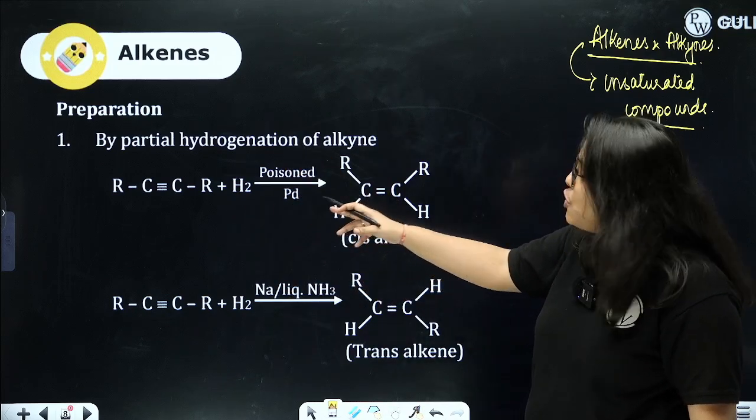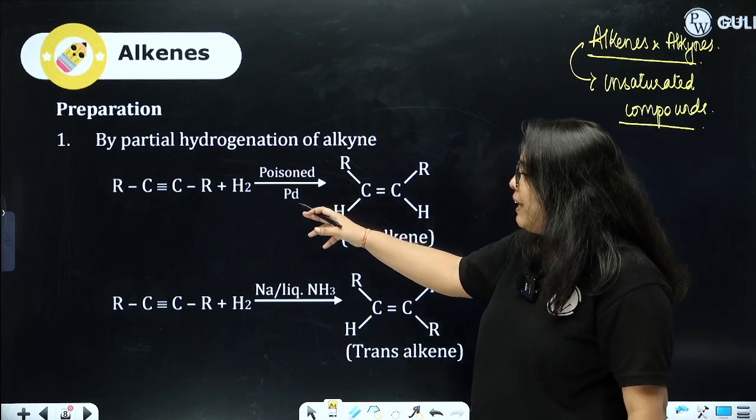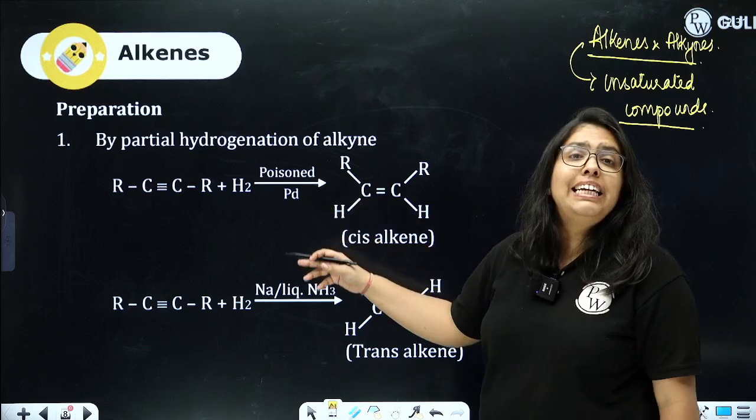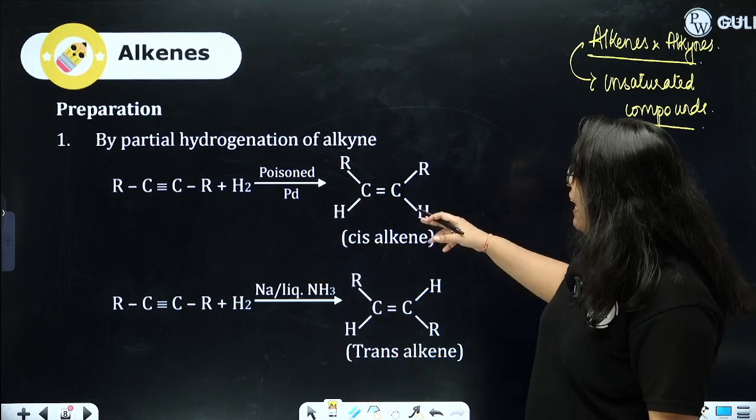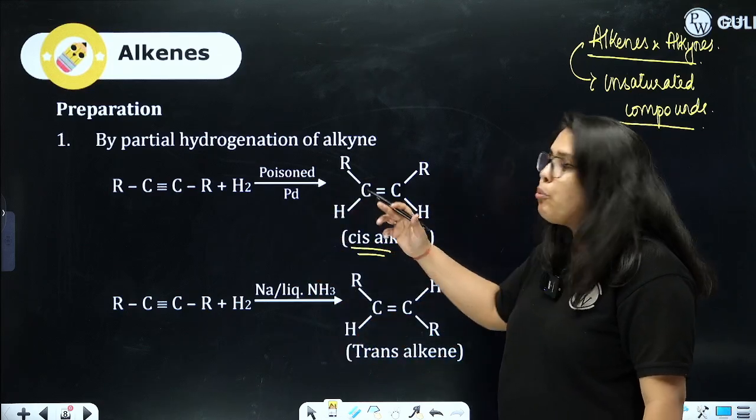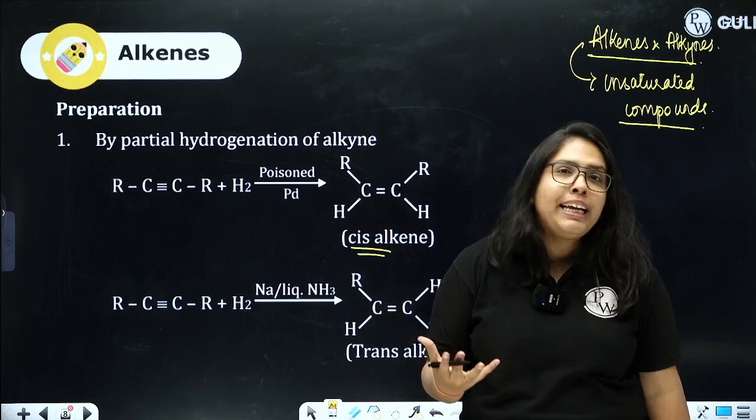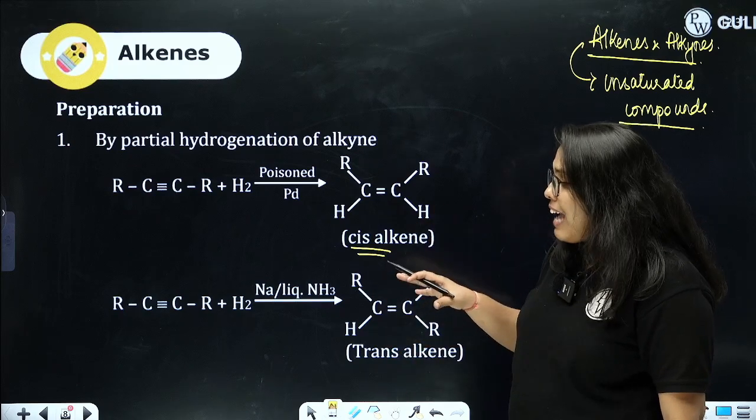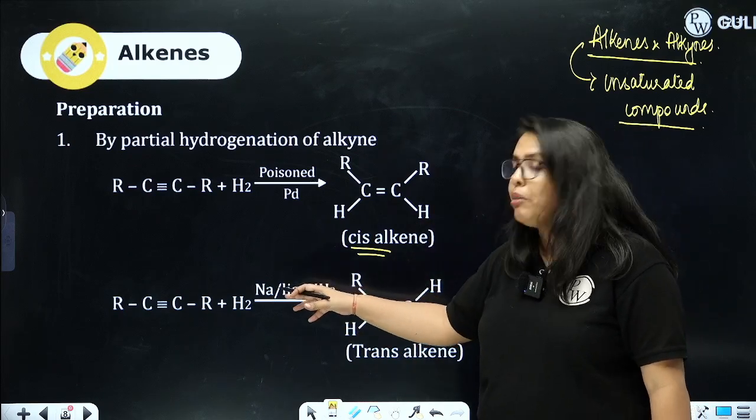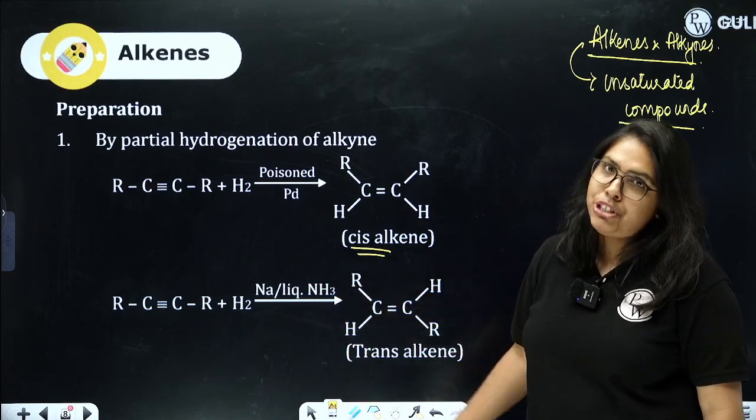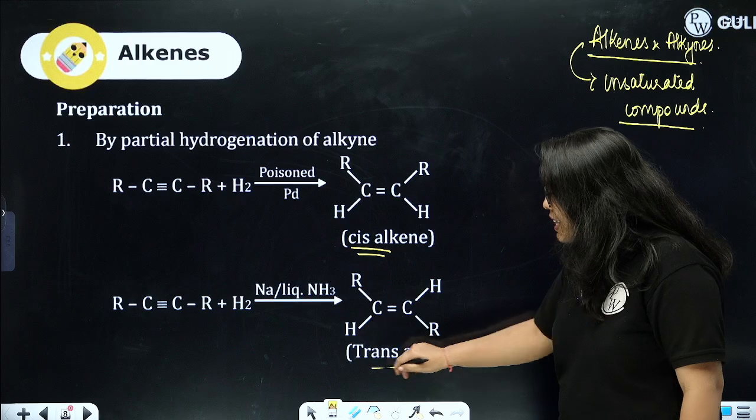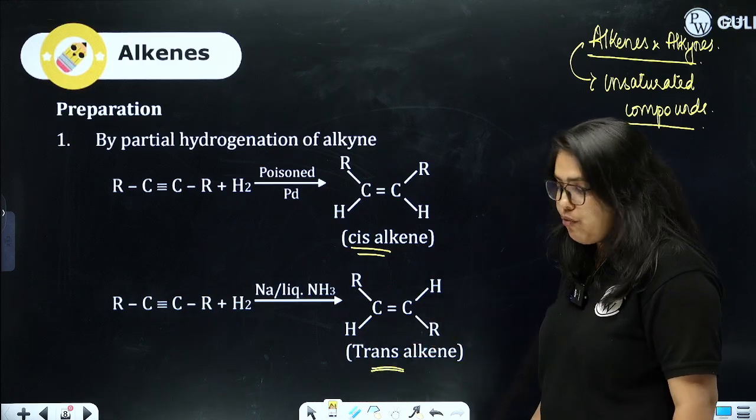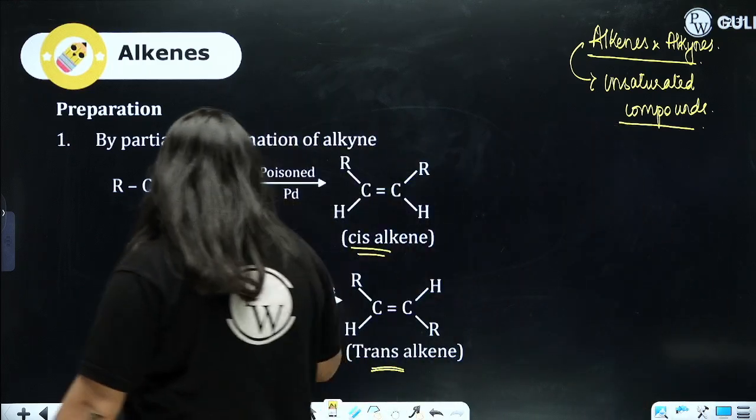hydrogenate alkynes in the presence of poisoned palladium, which is also known as Lindlar's catalyst, you will get cis alkene. Now, how do you poison it? Either with quinoline or sulfur, and you will get cis alkene. And the other way is with sodium in liquid ammonia. When you hydrogenate it, you will get trans alkene. Trans alkene is formed when sodium in liquid ammonia is used.